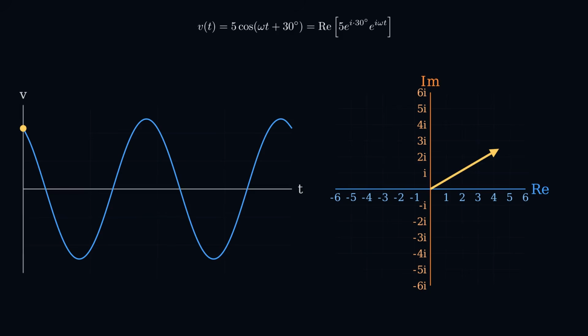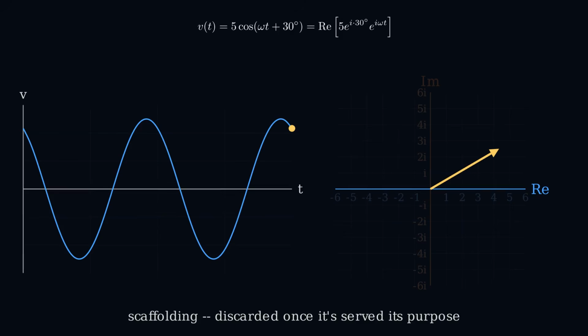Rather than carry both numbers separately through pages of trig identities, engineers write it as the real part of 5e to the i 30 degrees times e to the i omega t. The complex number 5e to the i 30 degrees is just 5 and 30 degrees zipped into one object you can add and multiply algebraically. At the very end, you always strip i back out and report a real, measurable voltage. Here, i is scaffolding. Useful, but disposable once you're done.